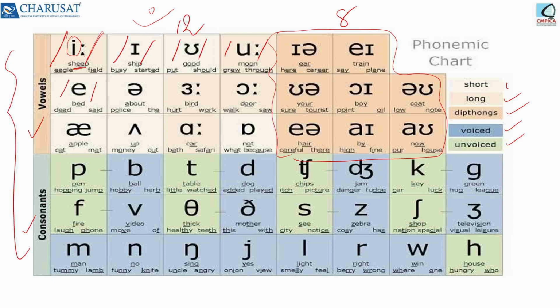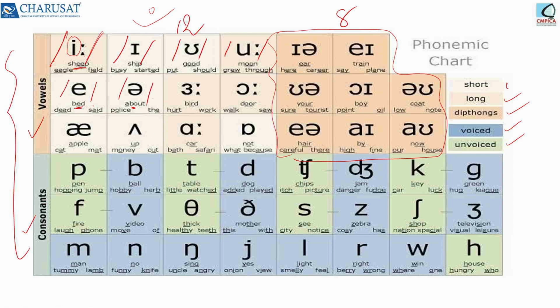Again, there is bed. This is the e sound and this is the schwa. The e over here is in the example bed, and the schwa is in the word about, so about and bed. So both are pronounced differently.